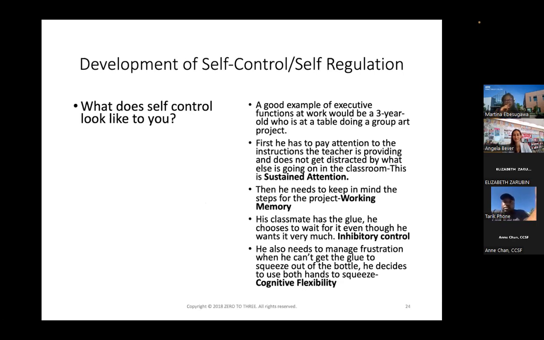Yeah, so they have to have attention to be able to carry out the activity. They have to be able to have inhibitory control to not just grab the cake or whatever it is that they're making from their friend. And they have to have the cognitive flexibility to manipulate the apparatus. Great, that was a great example.